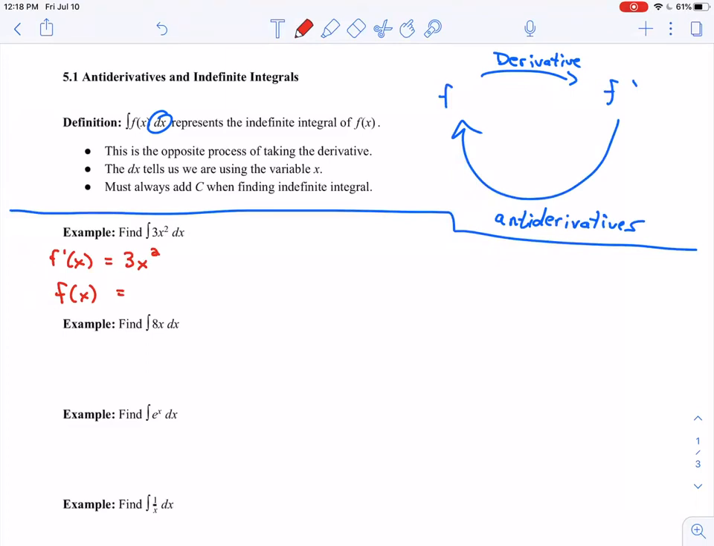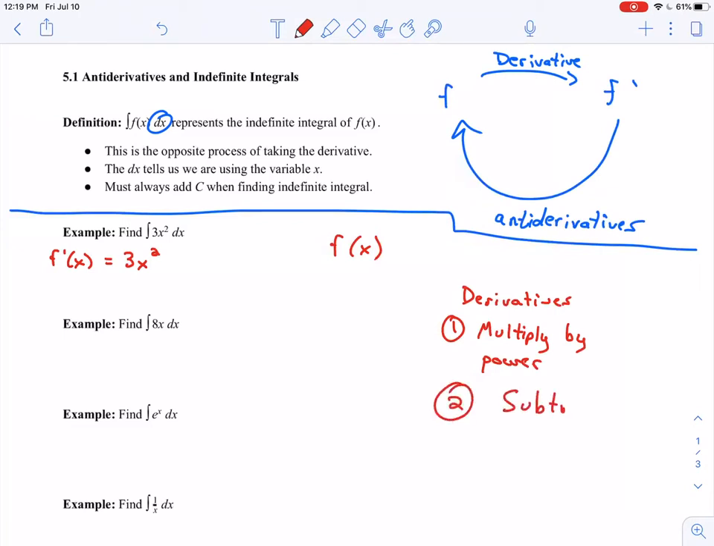So if you think about taking the derivative as a process, and here we want to talk about f of x, what were the two steps that we took for derivatives? We did two things. First, we multiplied by the power. And then what did we do? We subtracted 1 from the power. These are the two steps we did for the derivative.